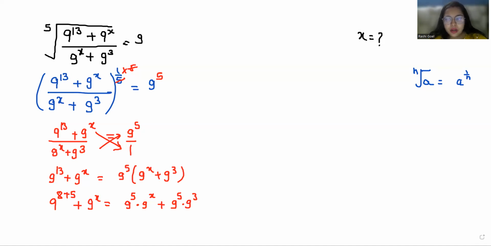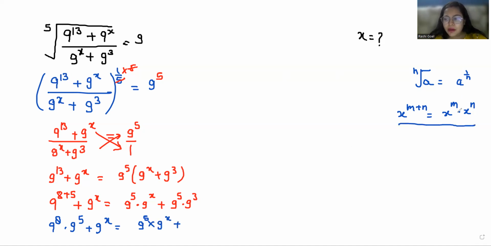According to the exponent rule, x^(m+n) we can write as x^m times x^n. So it becomes 9^8 times 9^5 + 9^x is equals to 9^5 times 9^x plus, again I'm going to use this rule, x^m times x^n is equals to x^(m+n). So 9^(5+3), which is 9^8.